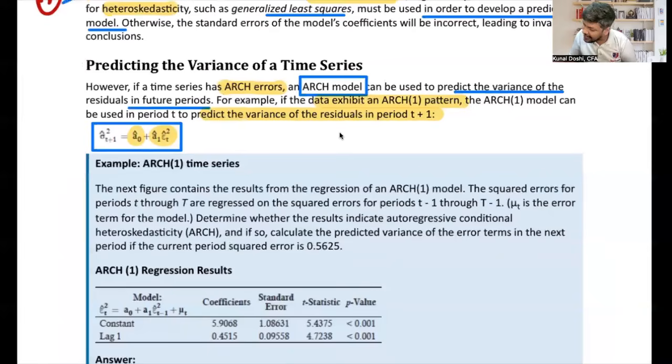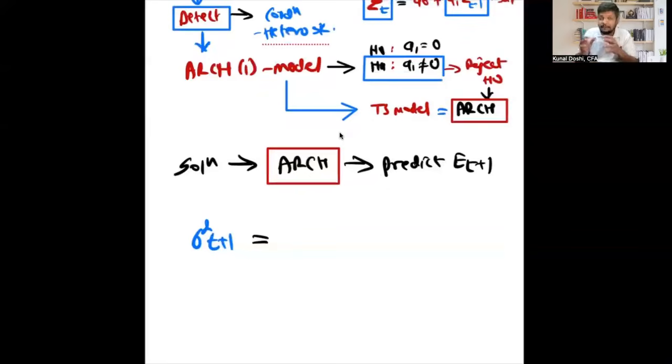For example, if the data exhibits an ARCH(1) pattern, the ARCH(1) model can be used to predict the variance of the residual in t plus 1. So t plus 1 is dependent on the previous. t plus 2 is dependent on t plus 1. So my model is a0 plus a1 times the error of t. Similarly, t plus 2 will be based on t plus 1.